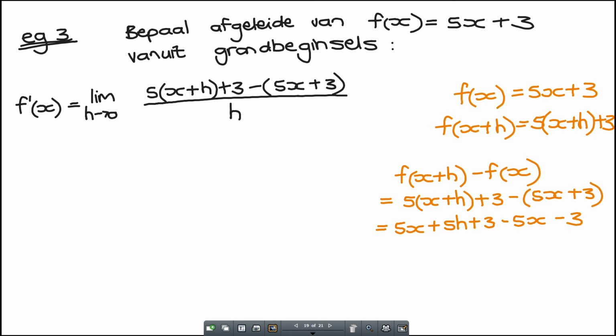Dit hang af of jy by daai dis heel in die begin. Dis Fx plus H minus Fx. En omdat Fx twee goedjies is, moes jy minus Fx. That's where you probably went wrong. Maar dan is nog steeds minus. Ja, 3 minus 3. Nee, is nie. Plus 3.